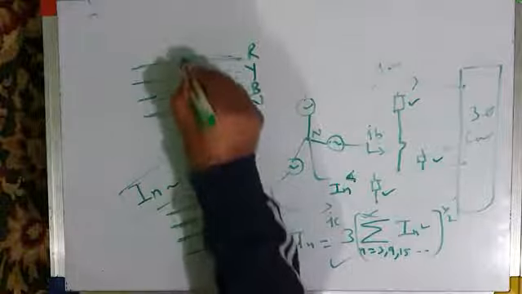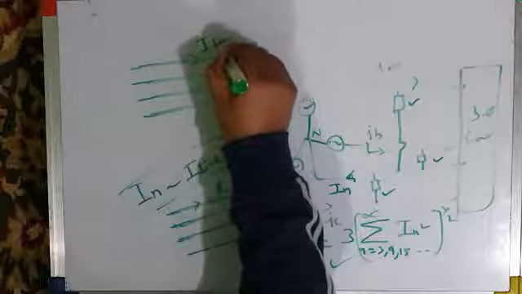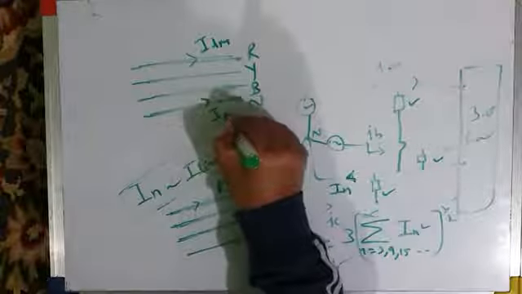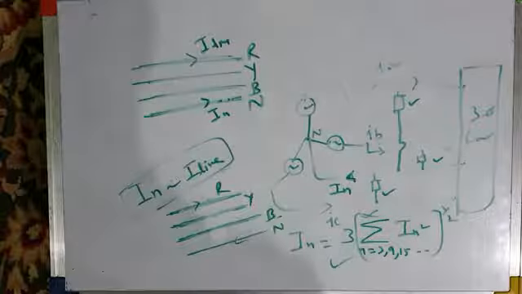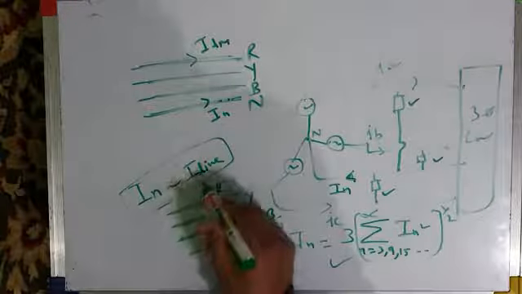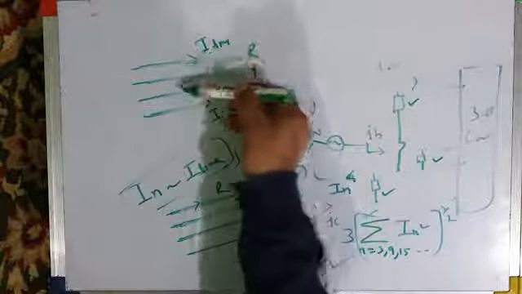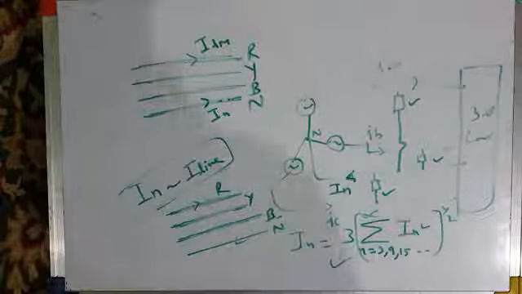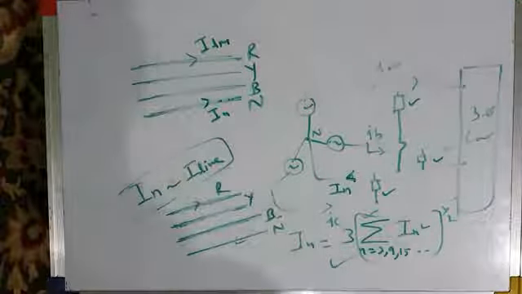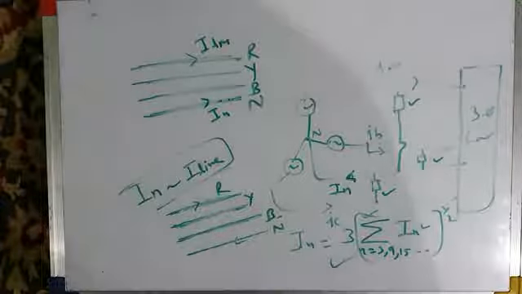Neutral current is very nearly equal to line current. If these are line currents, this is neutral current, and neutral current is very nearly equal to line current. So the current rating and the thickness of the neutral conductor is equal to the current rating and thickness of the phase conductors or line conductors. Nowadays the scenario has changed. Nowadays our neutral wires are as thick as line wires.